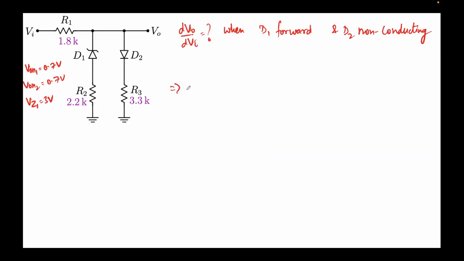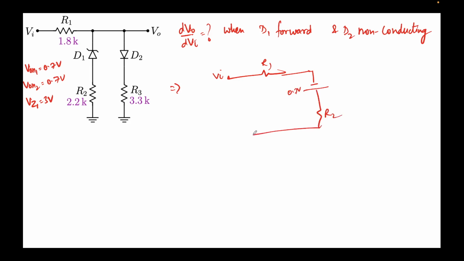So this means the circuit now will look something like this. This will be a very simple circuit now. We know D1 is conducting in forward, right? So if D1 is forward, it means the P side should be at the positive terminal, which is 0.7 here.